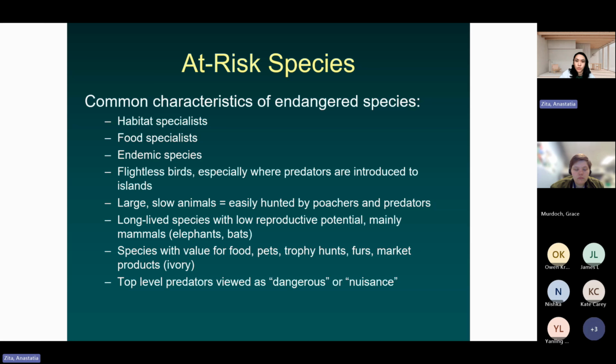Endangered species can also be valuable for food, pets, trophy hunting, furs, and market products like ivory, or maybe viewed as dangerous or a nuisance. And if they're at the top level of predators. Understanding these characteristics can help identify species at risk and develop effective strategies for conservation and management efforts.